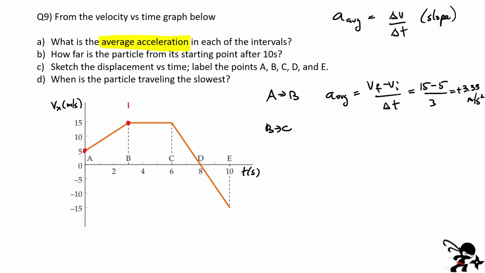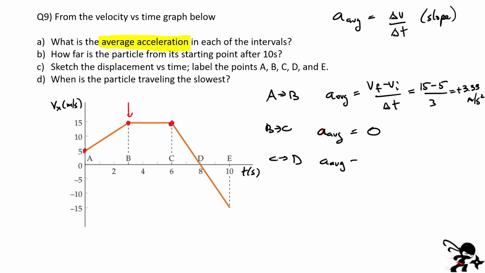All right, a simpler one is from interval B to C. In that case, here's my initial and here's my final. You can see they are the same. So my average acceleration, or the average slope for those 2 points, has to be 0 because my delta V is 0.